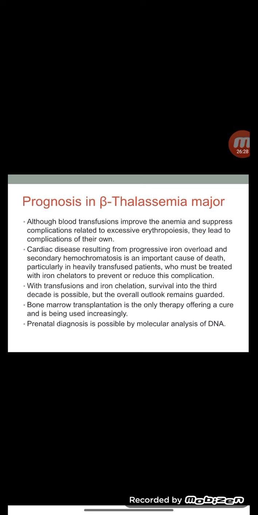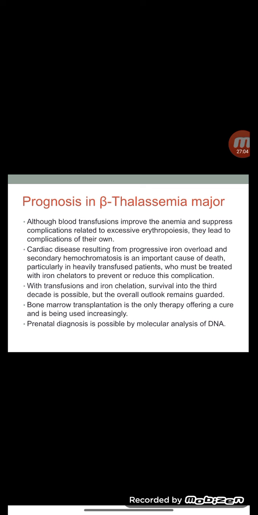Although blood transfusion improves the anemia and suppresses complications related to excessive erythropoiesis, they lead to complications of their own. Cardiac disease resulting from progressive iron overload and secondary hemochromatosis is an important cause of death in these patients, particularly in heavily transfused patients who must be treated with iron chelators to prevent or reduce this complication. With transfusion and iron chelation, survival into the third decade is possible, but the overall outlook remains guarded. Bone marrow transplantation is the only therapy offering a cure and is being used increasingly.